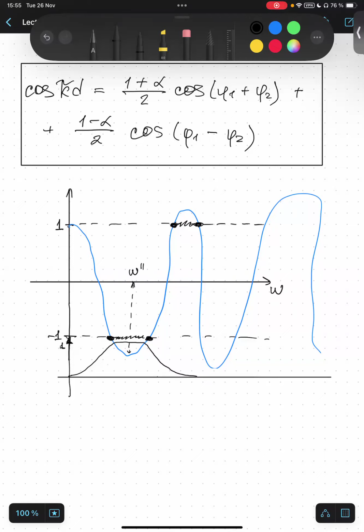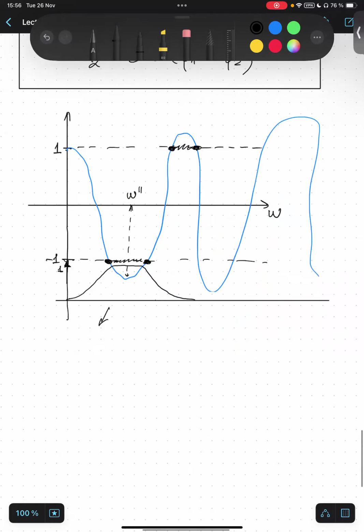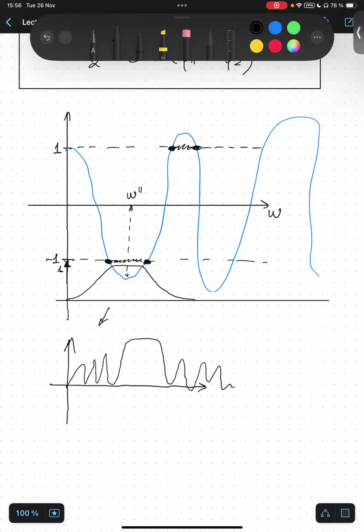But this picture actually is for an infinite photonic crystal. For finite structures, you will have some oscillations, some Fabry-Perot resonances. If we just plot the same, I'm terrible in drawing, but you'll just have something like this. Okay.